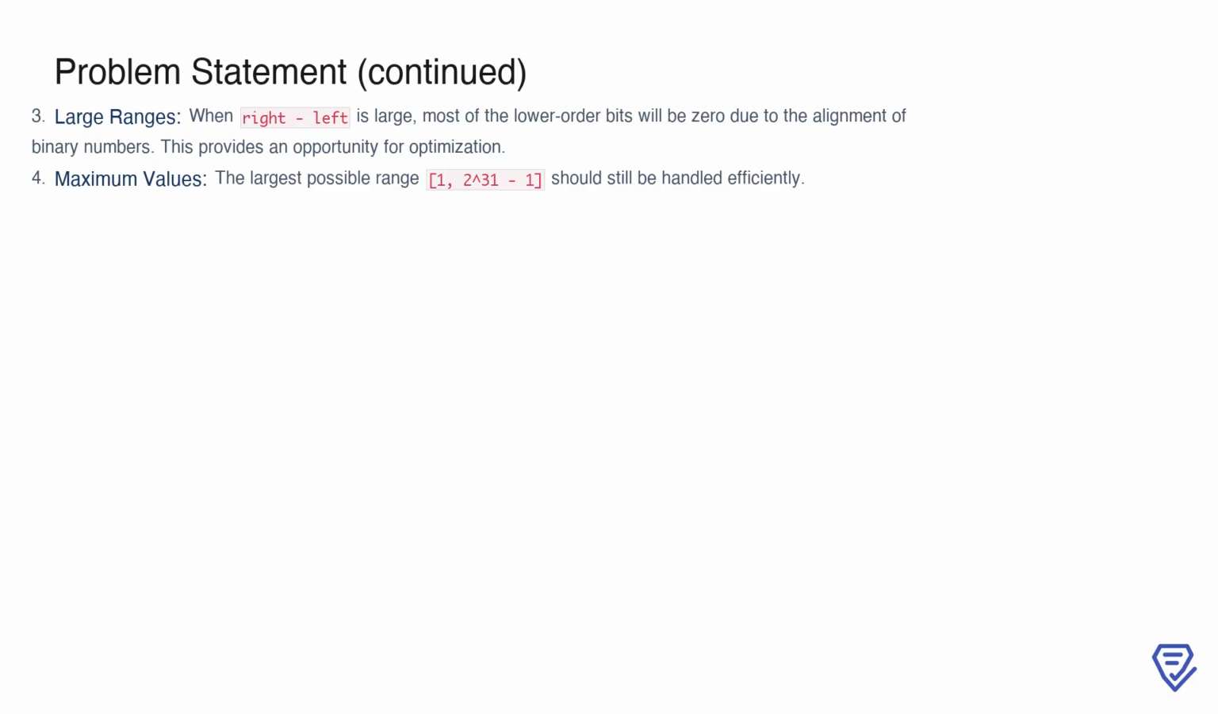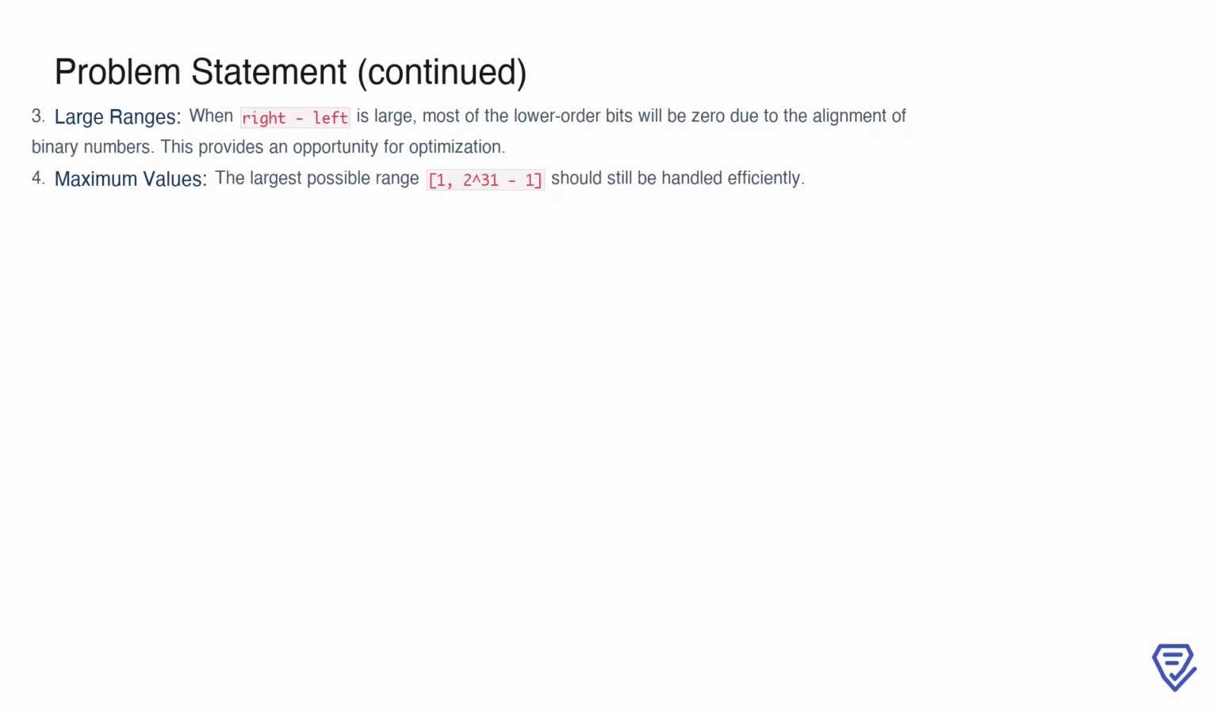For edge cases, if left equals right, the range contains only one number, and the output is simply that number. If the range includes 0, the result is always 0. Additionally, for large ranges, most of the lower order bits will be 0 due to alignment, which can be leveraged for optimization. Finally, even the largest possible range, 1 to 2^31 - 1, must be handled efficiently by the solution.